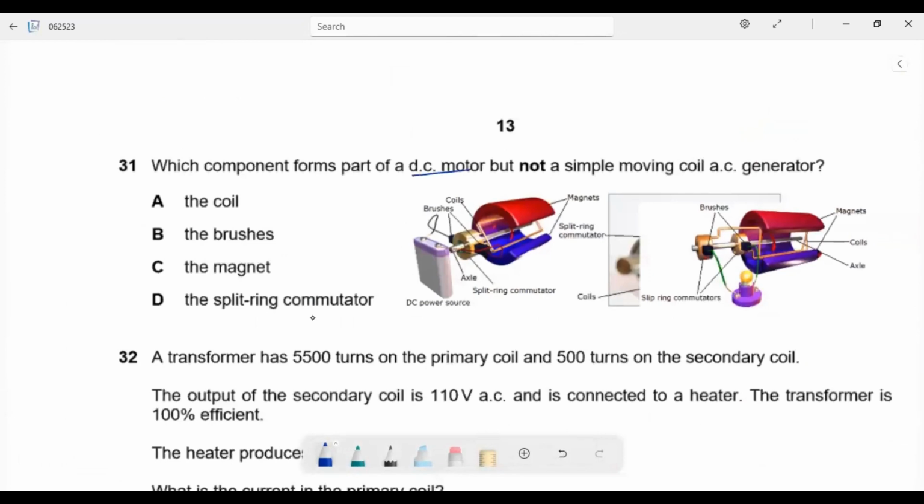Which components form part of a DC motor but not a moving coil AC generator? This is a DC motor. This is an AC generator. Here we can see brushes, coils, magnet, everything is there. But in the case of the DC motor, split rings are there, the split ring commutator. And in the case of AC, it is slip rings. So the difference here: coil, brushes, magnet, everything is common for both. The split ring commutator is the difference.